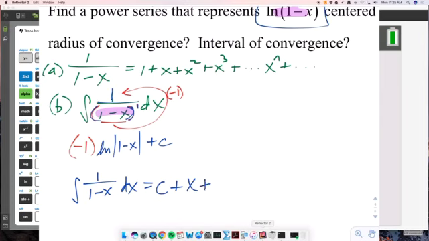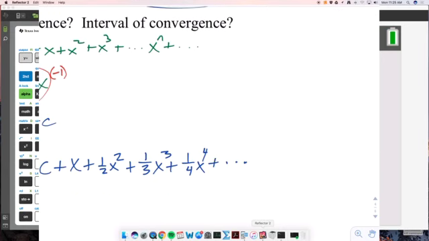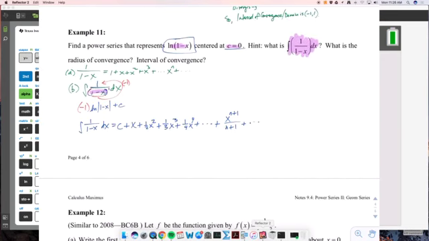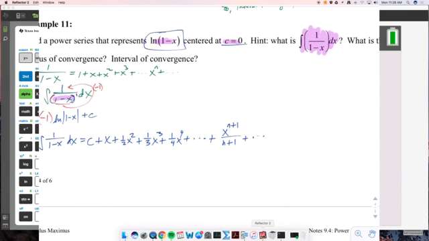X, and the antiderivative of x is 1/2 x squared plus, the next term is 1/3 x cubed, and I'll do one more since I have it, 1/4 x to the 4th plus, dot, dot, dot, plus, and then it's x to the n plus 1 all over n plus 1 plus dot, dot, dot. So you can manipulate the nth term the same way. Now, this we just said should equal the natural log of 1 minus x.